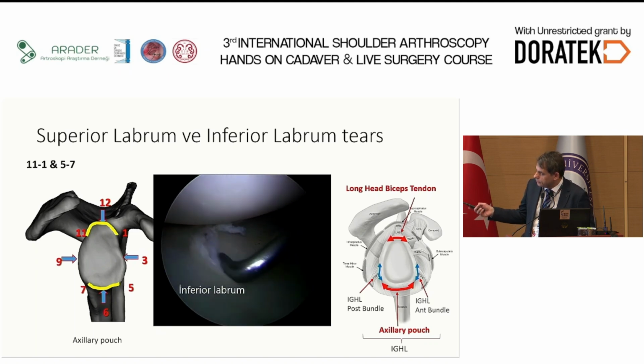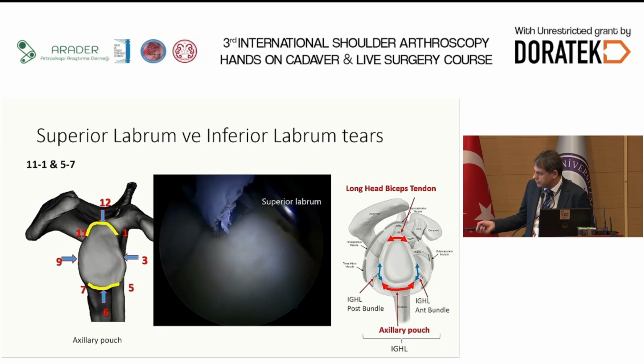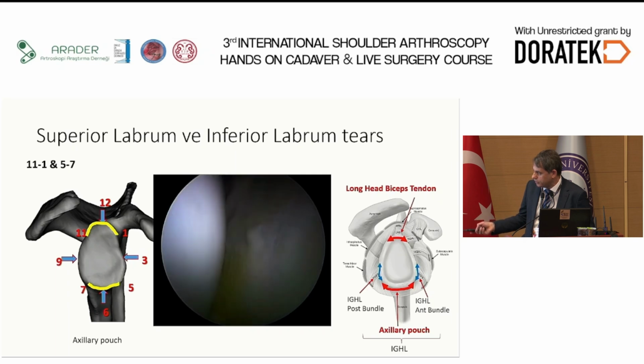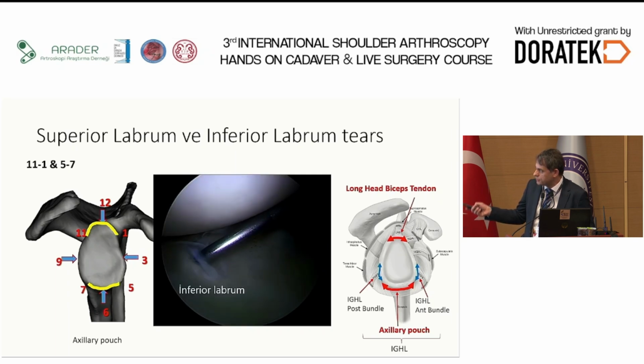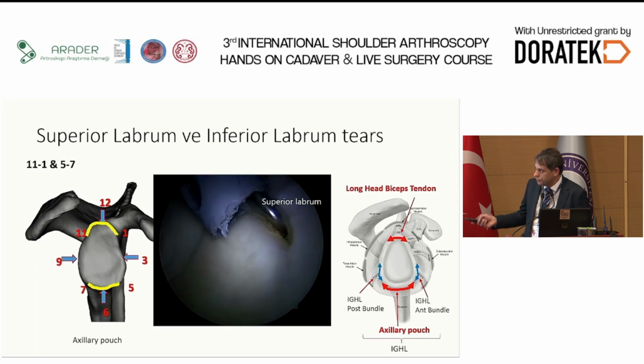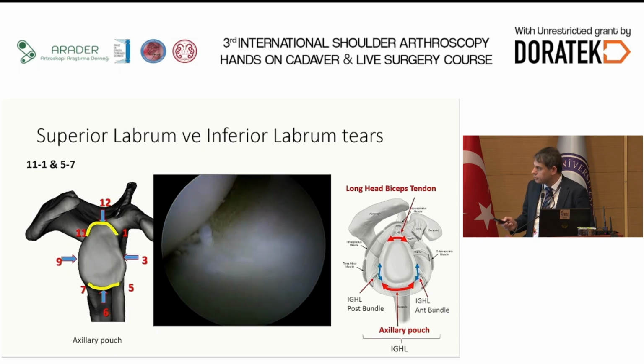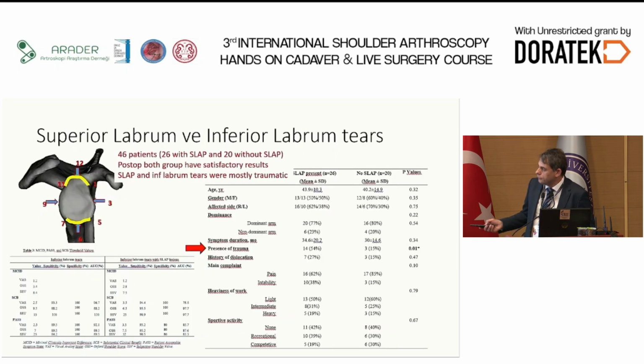And this is the axillary portion. So the lesion here is the axillary portion of the inferior glenohumeral ligament, and the superior biceps head avulsion SLAP lesion. Does this cause any problem? You can see the inferior and superior labral lesions here. We have published this. We found that if there is a superior labral lesion with an inferior labral lesion, this is mainly caused by trauma. So you have to repair them.